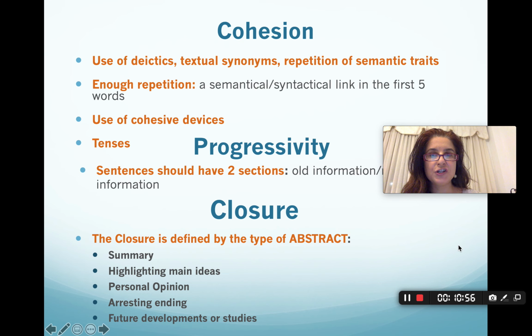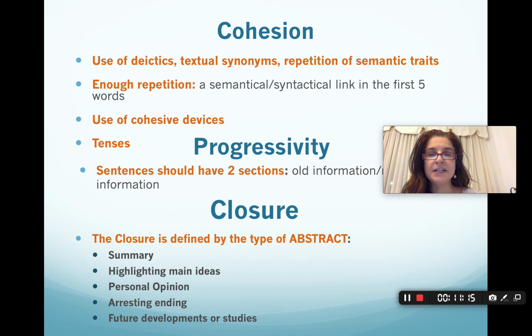What about cohesion? Remember that for having a good cohesion, we have to have enough repetition. We have to use deictics, textual synonyms, repetition of semantic threads. We have to use cohesive devices. We have to maintain the same kind of tenses. So we have to be careful with all those things.